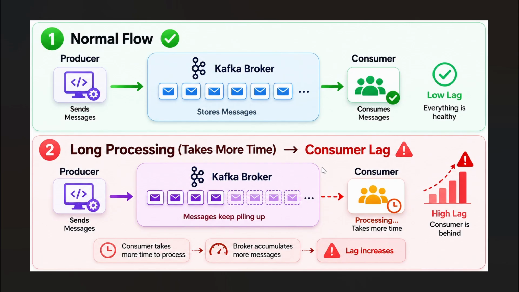Producer produces a message, it goes to the broker, and the broker pushes the message to the Kafka consumers. Now the Kafka consumer will consume the message and then process it. That processing might take some time, or sometimes it doesn't take much time. If it processes the message very quickly, then there is no consumer lag. It keeps on consuming the messages.